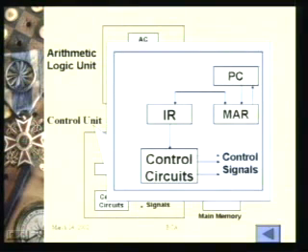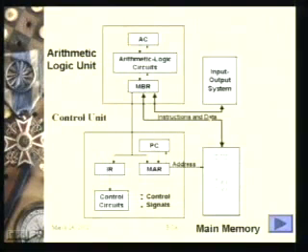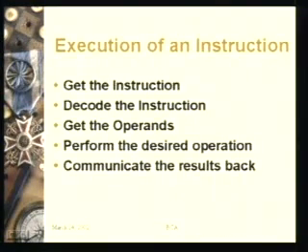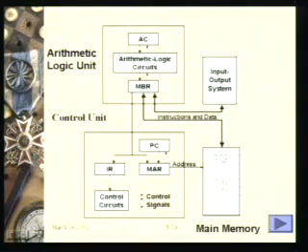All that information is passed on by the control circuits. So now let us try to understand how an instruction gets executed. What is the first thing, if you remember, as far as instruction execution is concerned? We had get the instruction. Now getting the instruction, where exactly is the instruction residing? Instruction is residing somewhere here in the memory.